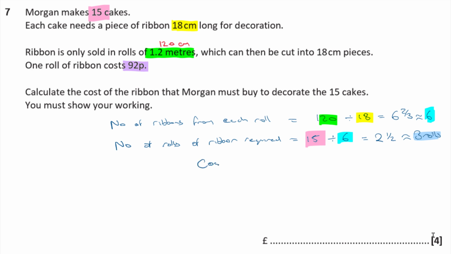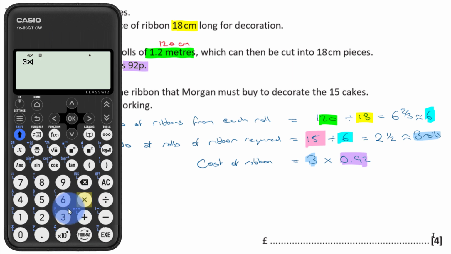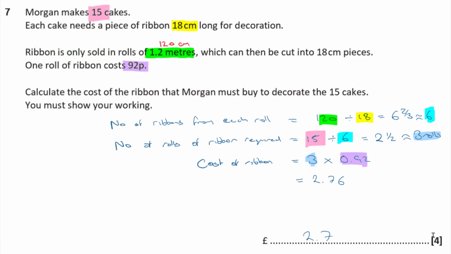So I can then work out the cost now, don't I? So the cost of ribbon is going to be the 3 rolls I require times the cost. We're just going to convert that into pence, 92 pence. Okay, so the 3 came from there. The 92p came from there. So I'm going to multiply those two together, and that's going to give me 3 times 0.92. That comes to £2.76. Okay, so that's how much you need to spend on ribbon. So that's £2.76, final answer.